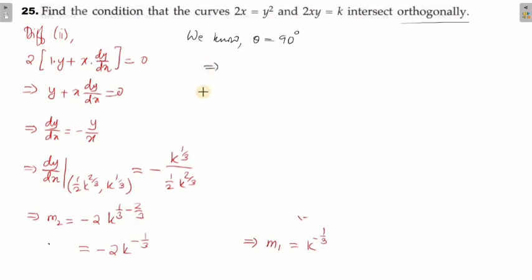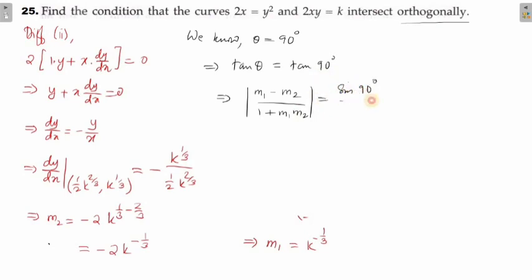So what we can do here is simple. It is given that tan theta is equals to tan 90 degree. Okay, so the formula for tan theta is modulus of m1 minus m2 by 1 plus m1 m2. And this is nothing but sine 90 degree by cos 90 degree, which is 1 by 0. Now do the cross multiplication. Okay, kindly do the cross multiplication.